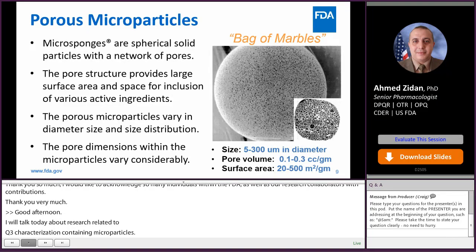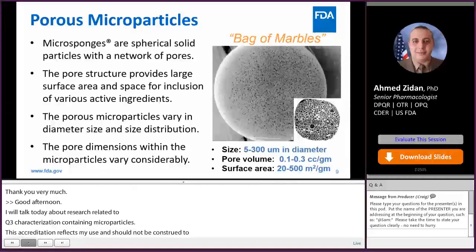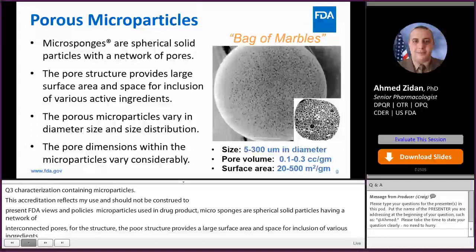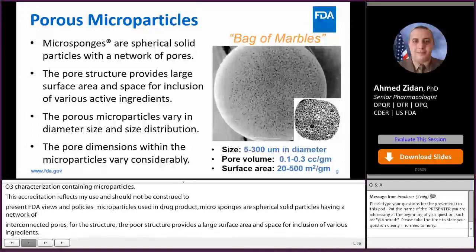Porous microparticles that are used in topical drug products are spherical solid particles, water insoluble, having a network of interconnected pores open to the particle surface to provide flow of the external medium in and out of the internal pore structure. The pore structure provides a large surface area and space for inclusion of various active ingredients and some excipients. These microparticles vary in diameter and size distribution, and the pore dimension within the microparticles varies considerably depending on the polymer used to form the microparticles and the diffusive characteristics of the material to be impregnated.